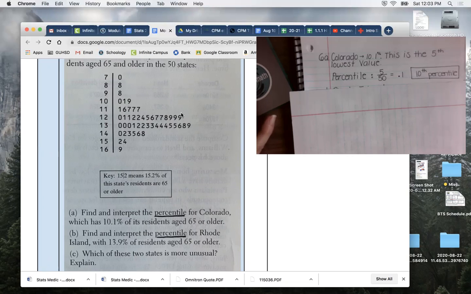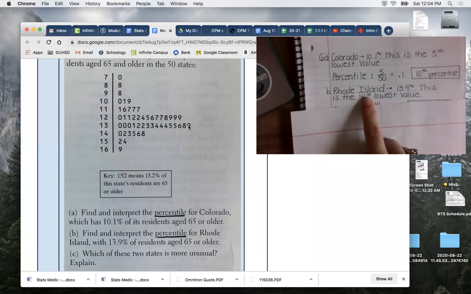Okay, so it's already more than halfway. It's more than the 50th percentile. 26, 27, 28, 29, 30, 31, 32, 33, 34, 35, 36, 37, 38, 39, 40, 41. 41. So it's the 41st lowest value, which is not low.